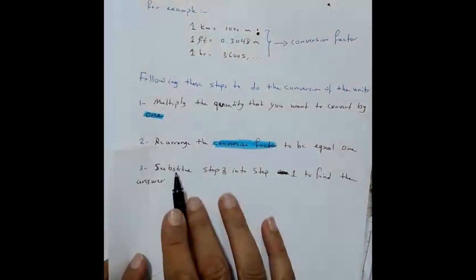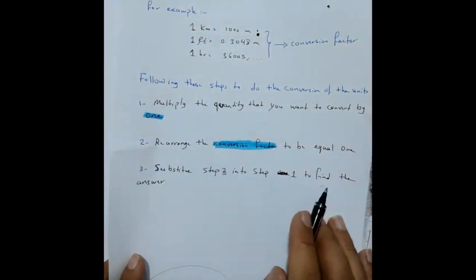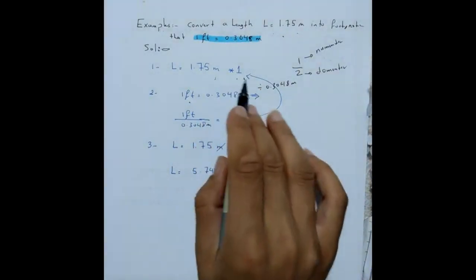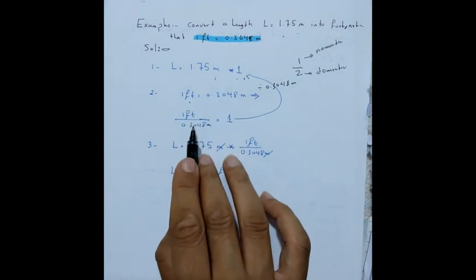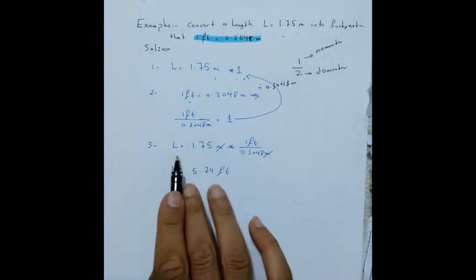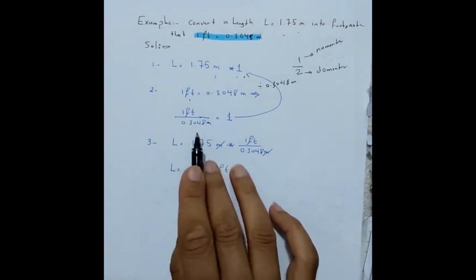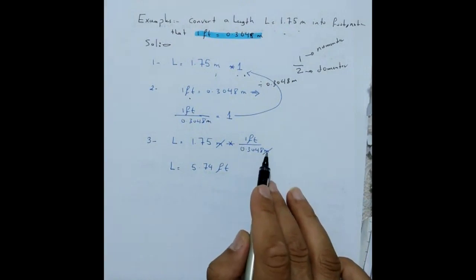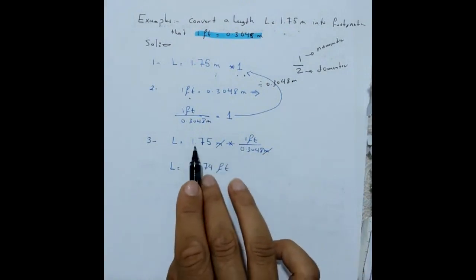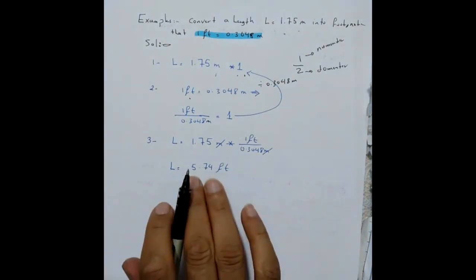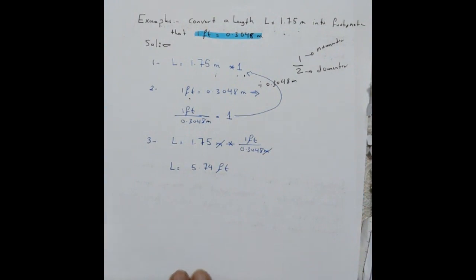Now step 3 is that you substitute step 2 into step 1 to find the answer. So I will substitute this one, and instead of 1 I will write 1 foot over 0.3048 meter. Return back to step 1: 1.75 meter multiplied by 1 foot over 0.3048 meter. Meter with meter will be gone. 1.75 over 0.3048 will be 5.74 foot. This is the systematic method to convert units.